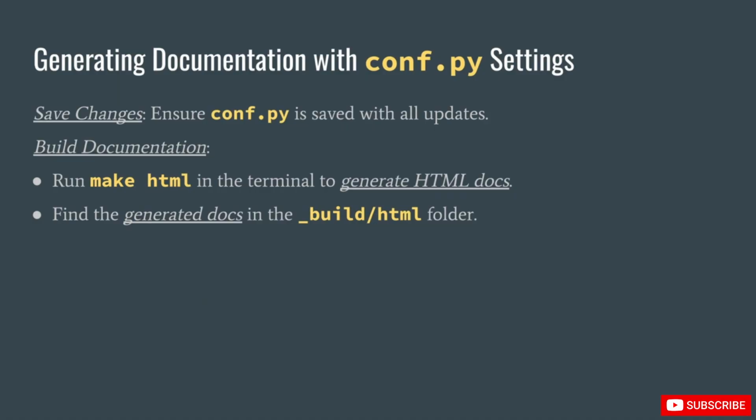Once you've made all the necessary changes in your config file, make sure to save it. Then, to build your documentation, run the make command in the terminal. This will generate the HTML version of your documentation. You can find the generated files in the build HTML folder.